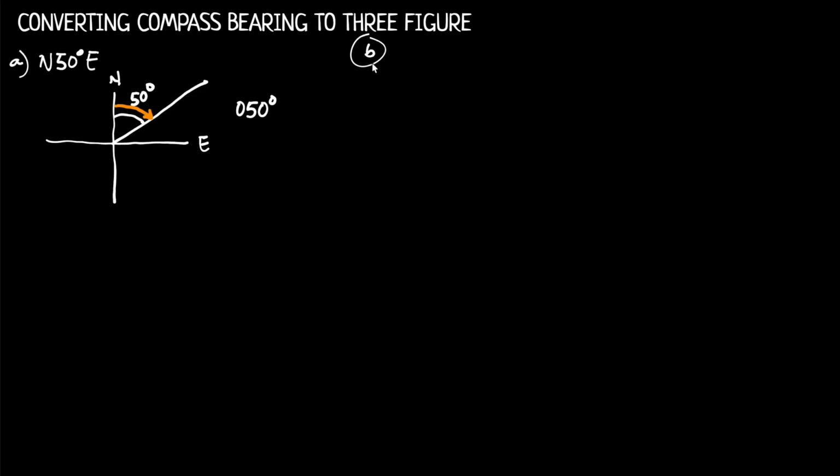What if the question says you should convert south 30 degrees west to three figures? What do you do? Again, first, locate where south 30 degrees west is going to be. So if you have a very small knot, this is south, this is west, and this is east, we can both agree that it is going to be here. And it's going to be 30.